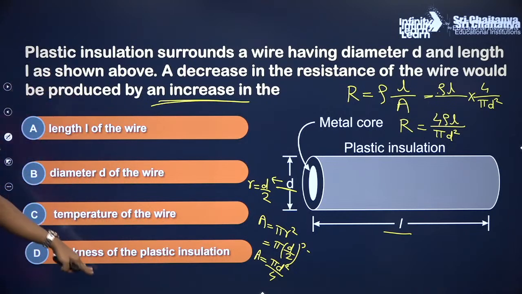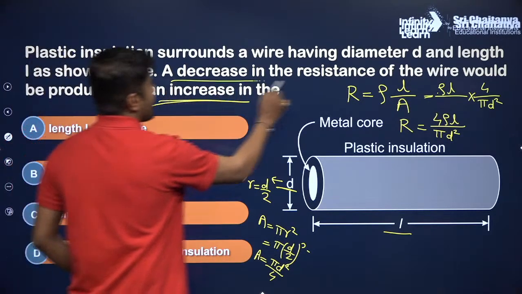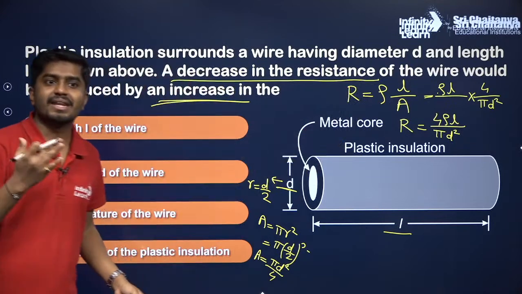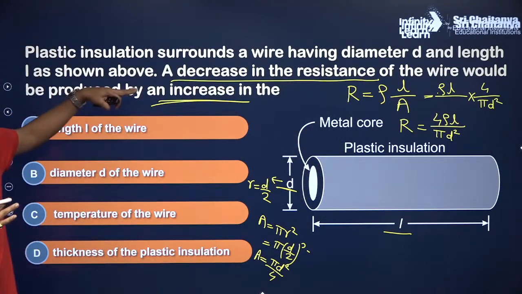So these are the four options. We have to increase them. Increase all of them and check in which case resistance is decreasing. Try to increase all of them.